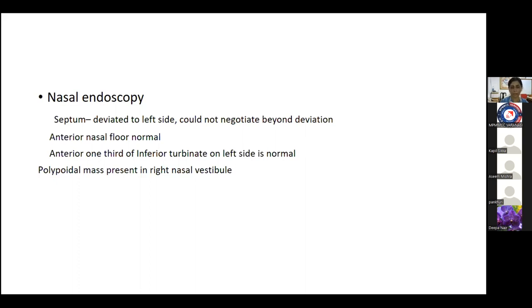Kiran, for the benefit of the students, do you know of any grading of orbital involvement? There is the Iannetti et al. grading of orbit involvement. In grade A, there is only bone breach. In grade B, there is extraconal orbit involvement. And in grade C, there is intraconal involvement of the orbit, muscles, periorbita, and globe. So based on that, orbital exenteration is decided. If it is grade C, then we have to go ahead with orbital exenteration. In grade B, there is a plus and minus option of orbital exenteration.